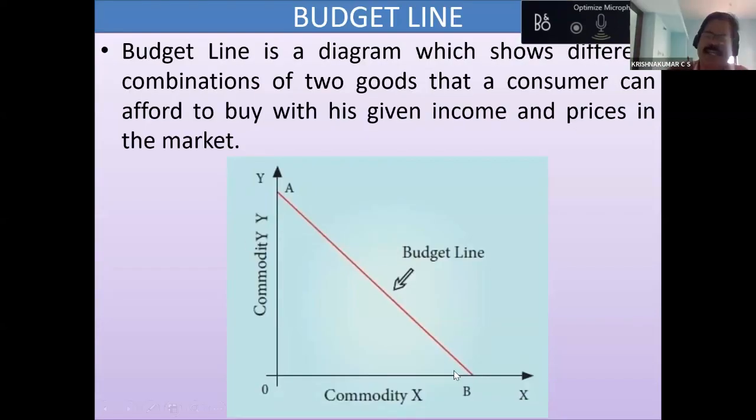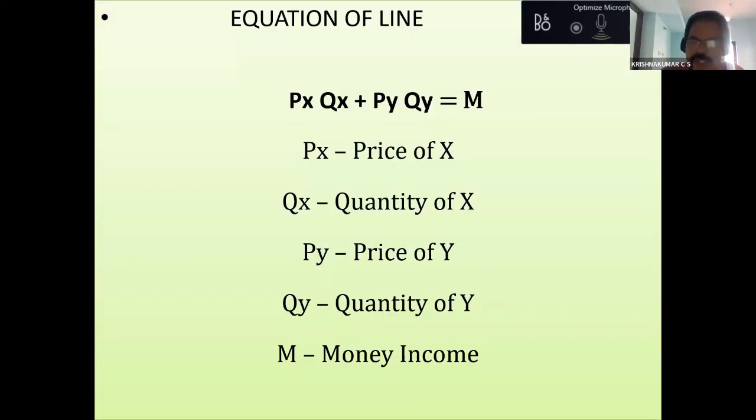Budget line touches the y-axis and x-axis, because he may sometimes spend full income on one commodity. If he is spending full income on Y, X will be 0, so the line will touch the y-axis. If he is spending full income on X, Y will be 0, so the line can touch the x-axis and the y-axis. This is the equation of budget line. So the difference you have to tell to the children: if it is budget set, instead of equal, it should be less than or equal to. If it is budget line, it should only be equal to, as ma'am rightly said.